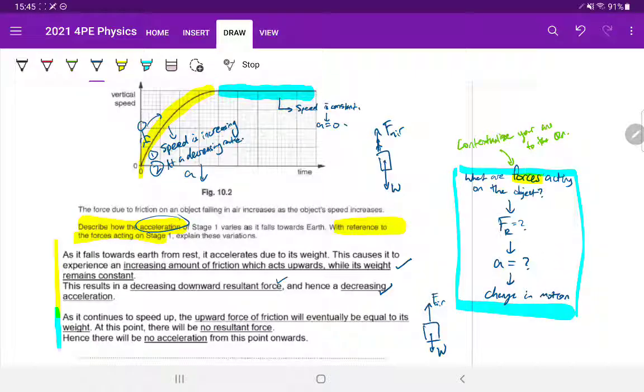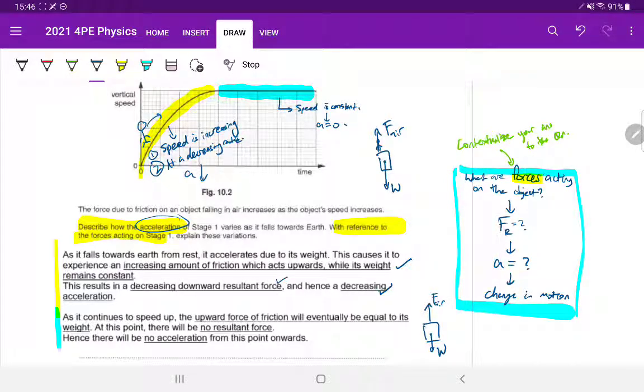Right? So do you see how this works? So as it continues to speed up, the upward force of friction will eventually be equal to its weight. So I'm explaining in terms of the forces acting on the object. From here, I conclude that there will be no resultant force. And so no acceleration, and constant speed. But in this question, they only ask you to explain acceleration.